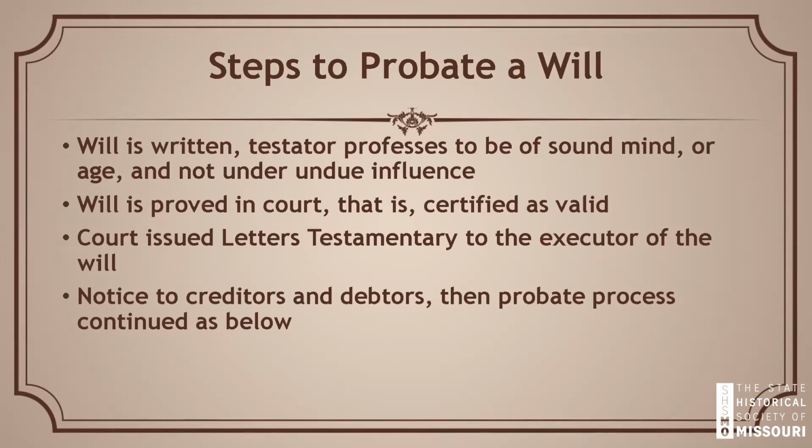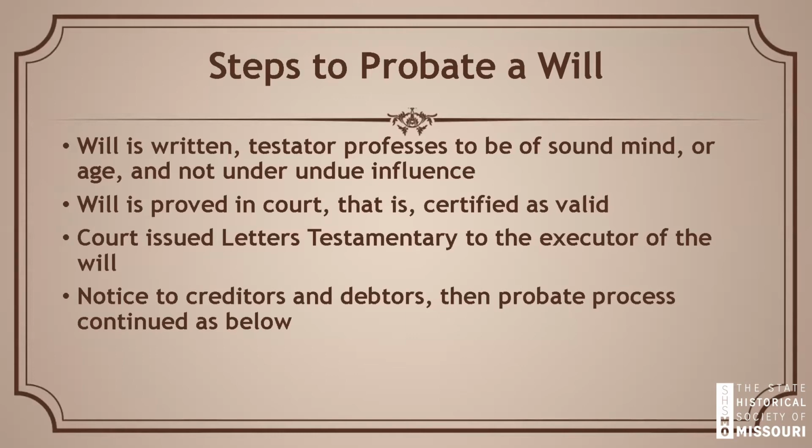The court issues letters testamentary to the executor of the will or executors. A lot of times it's a spouse. It may be a spouse and a child, a spouse and a friend, or a friend, varies. Notice to creditors and debtors, which is usually published in a newspaper or by public notice. And then the probate process usually proceeds just as it would for someone who died intestate.